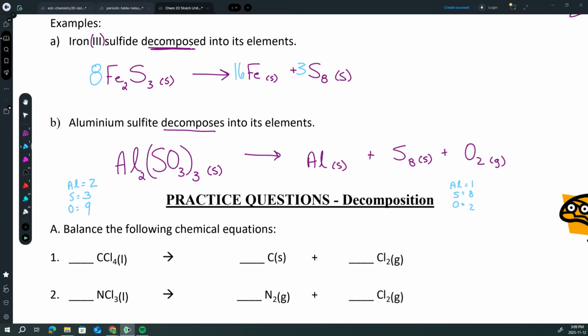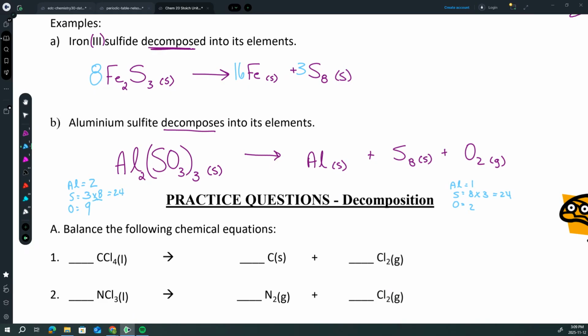All right, so we could start anywhere. Again, because sulfur is S8, that's probably going to be the trickiest one to balance, so that's why I'm going to start there. So the lowest common multiple between 8 and 3, that's still 24. So I'm going 8 times 3, that's 24. 3 times 8, that's 24.